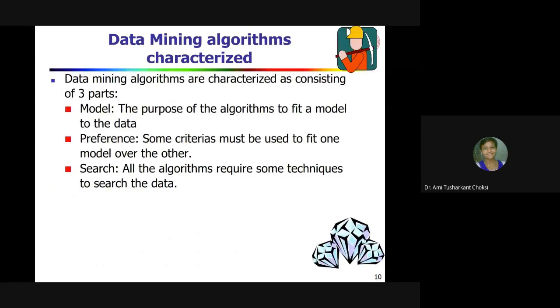Now, data mining algorithms are characterized. How are they characterized? Let us see that. Data mining algorithms, what will be in them? We do not know that, we want to learn. But they are characterized as consisting of three parts. What are they? First is the model. That is the purpose of the algorithm, to fit a model to the data. A particular model. What? That we will see. No need to worry.